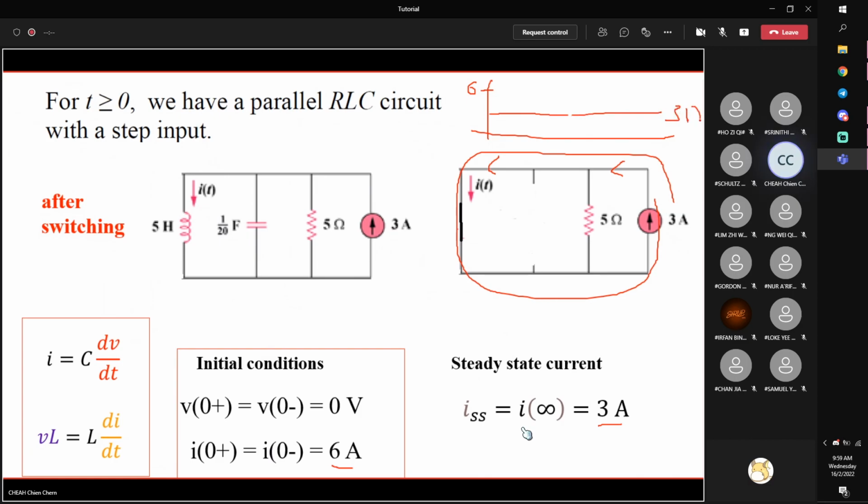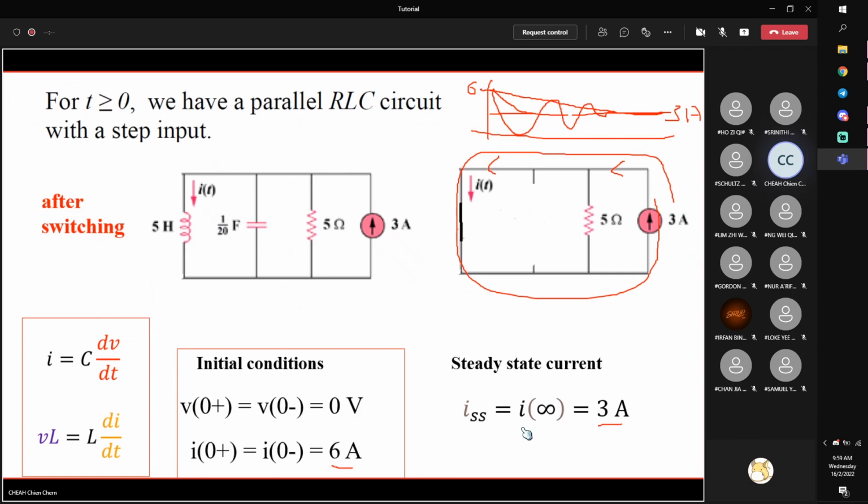Steady state is 3 amperes. But we do not know what is in between, right? But we know that there are 3 types of response. Either there are some oscillations, or there are no oscillations but it is slow, or it is critically damped, which reaches there at the fastest possible time without oscillation. So 3 types of response, and this is what we're going to find out next, right?